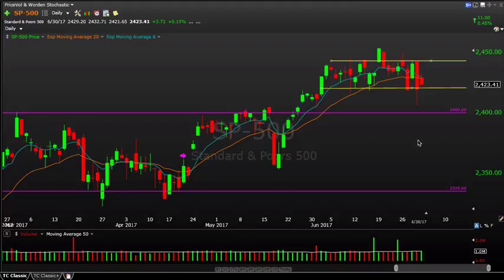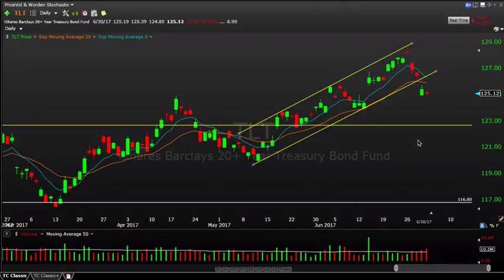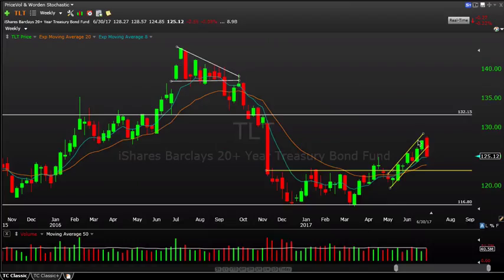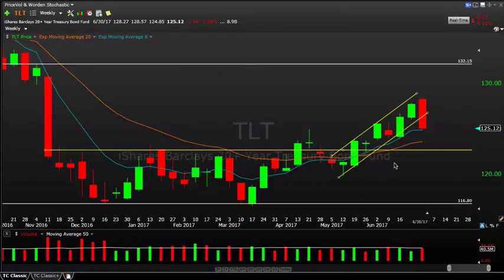Let's take a look at some of the other major markets. We'll go to TLT, which had a pretty poor week. If we go to the weekly chart, you can see down 2%. This is a bearish engulfing bar. That means we gapped higher to start off the week, and then we closed at the lows here, and we engulfed the last week's price action.